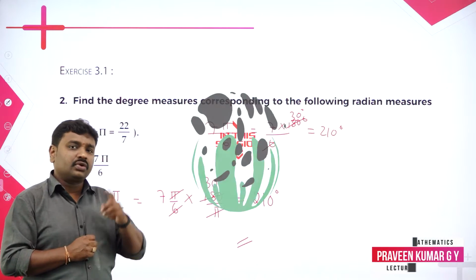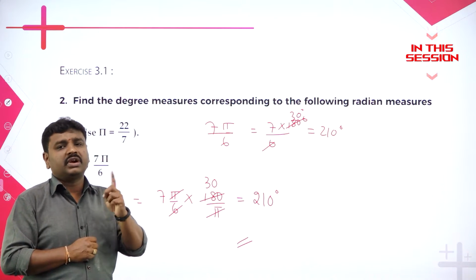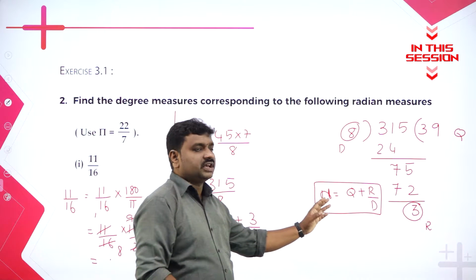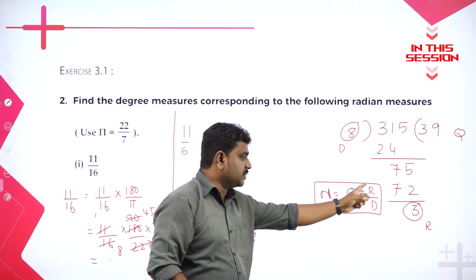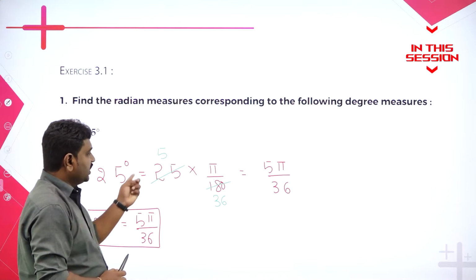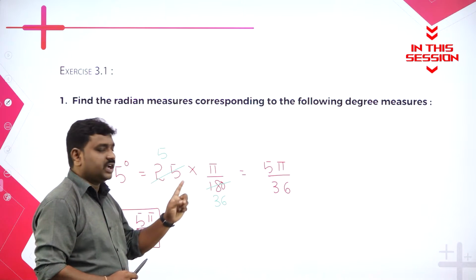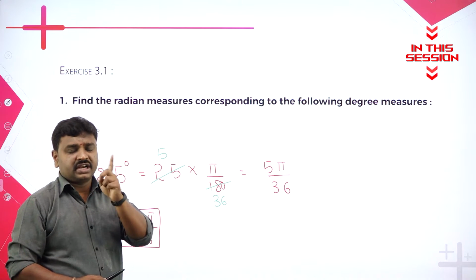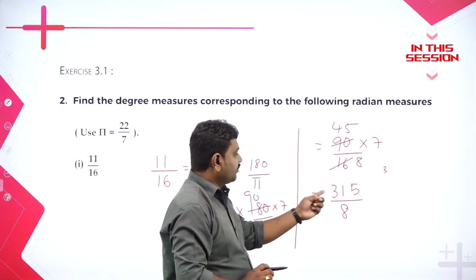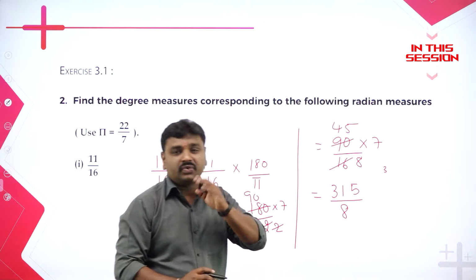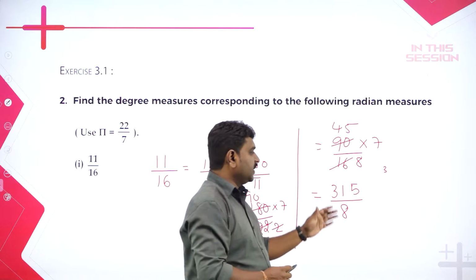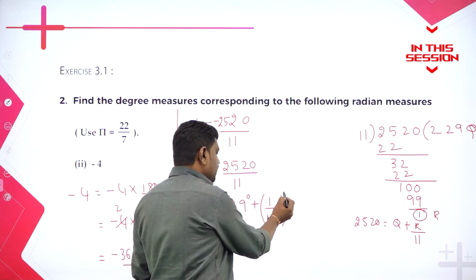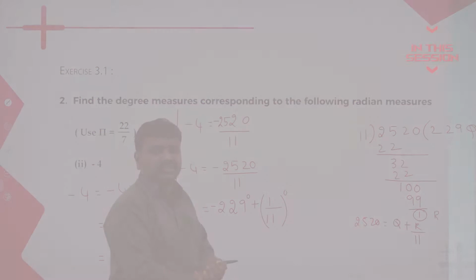If you want to convert radian to degree, multiply by 180 over pi. This is a basic of number theory. Any number can be written as quotient plus remainder by divisor. If you want to convert degree to radian, multiply by pi by 180. Why? Because pi radians is 180 degrees. 315 divided by 8. Now how to convert this is important. Now this is in degree. Minus 229 degrees plus 1 by 11 degree. This is again in degree. How to convert degree to minutes?